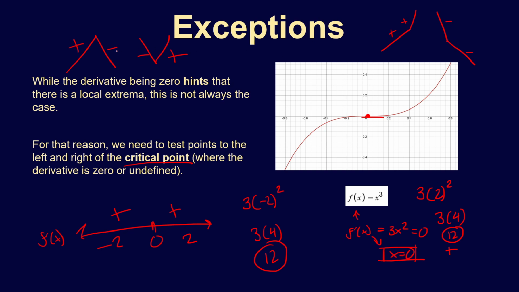So we need it to be opposites. It has to be positive, then negative, or negative, then positive. Here, what do we see? Positive, then positive. So is that a maximum? No. And we see it here visually. It doesn't have a little hill behavior.